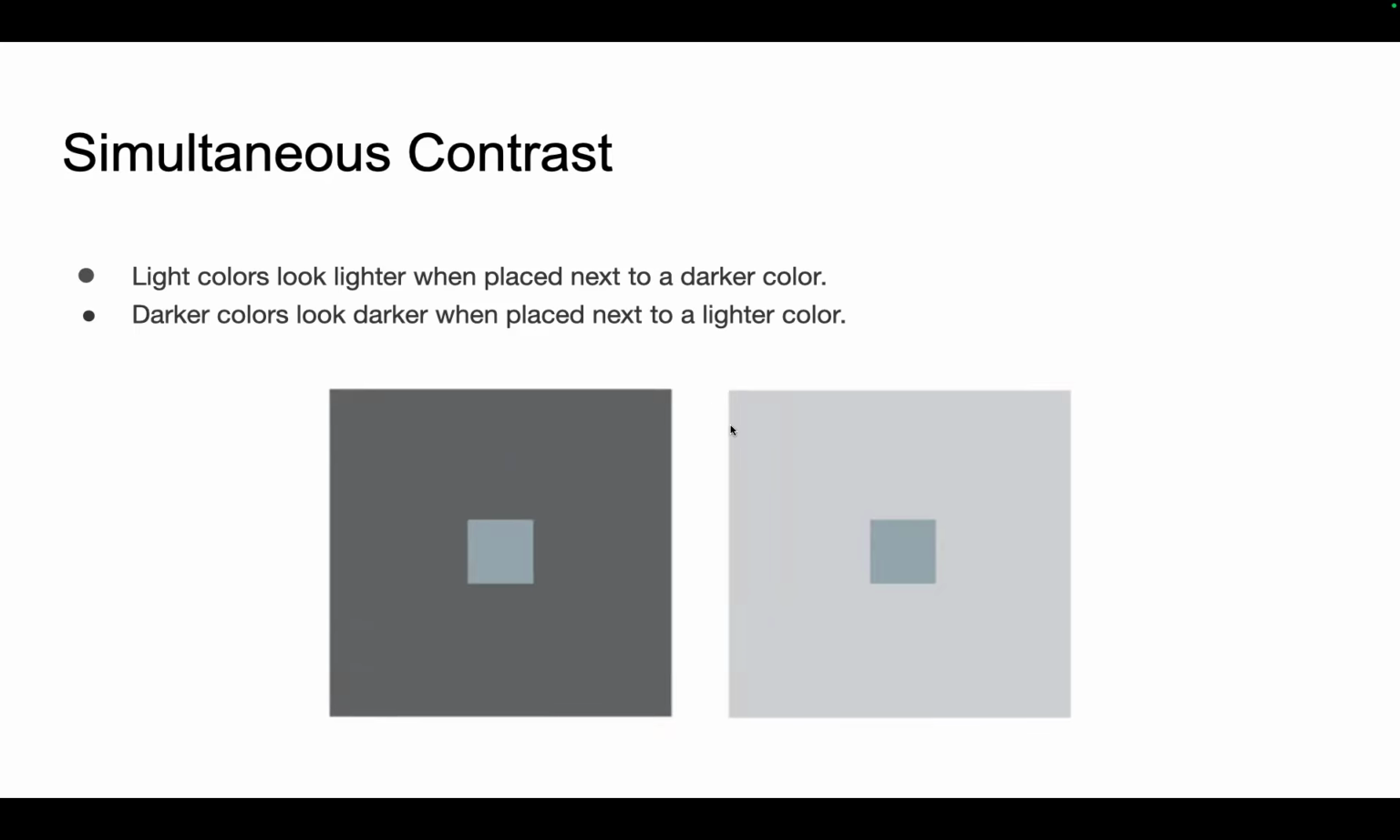So here's our next rule. We just talked about temperature. Cool gets cooler around warm, warm gets warmer around cool. Now we'll talk about value. Light gets lighter around darker colors. Darker colors look darker placed next to a lighter color. That's the way that simultaneous contrast is going to work on value when colors are interacting.